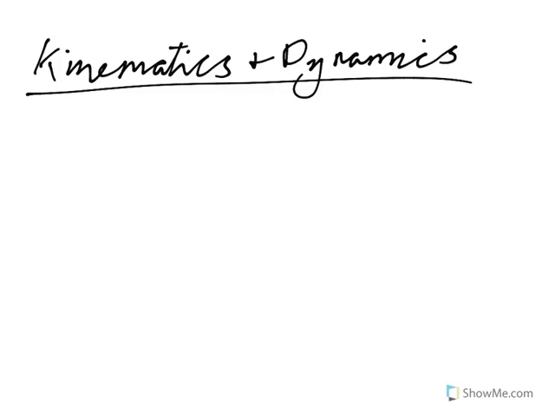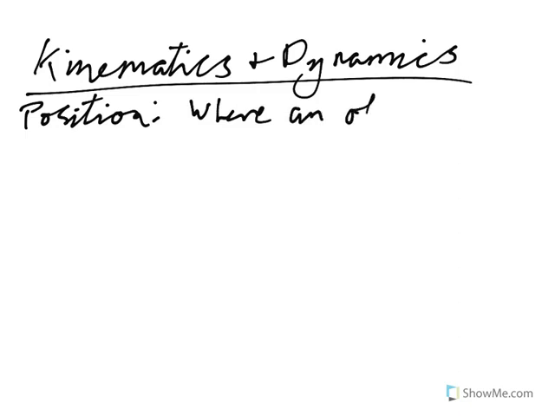Okay, kinematics and dynamics is our next topic, and those of you who do physics will have heard these things before, hopefully. Okay, so some definitions to start off with. Position: where an object is, where something is.